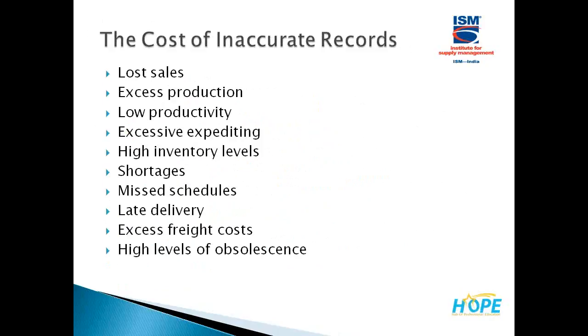Because of inaccurate inventory records, these are the issues we get: we can lose sales, there can be excess production, low productivity, excessive expediting, high inventory levels, and shortages. All these issues are very common.